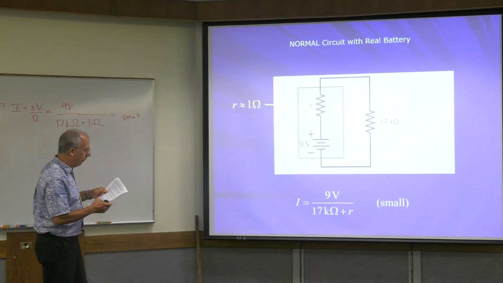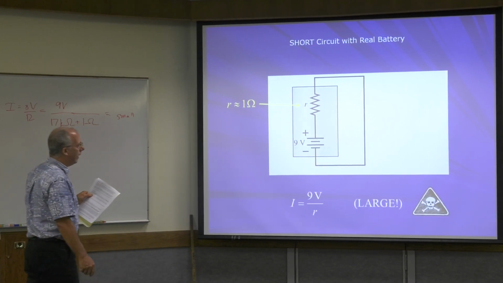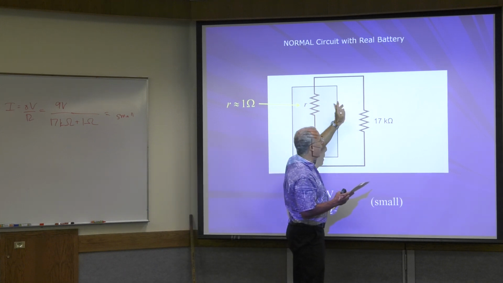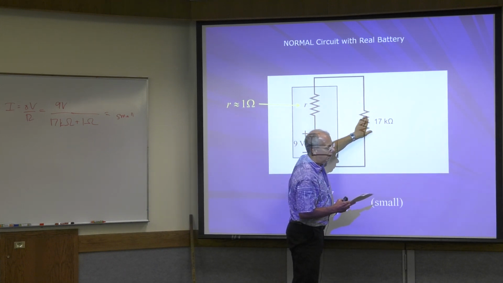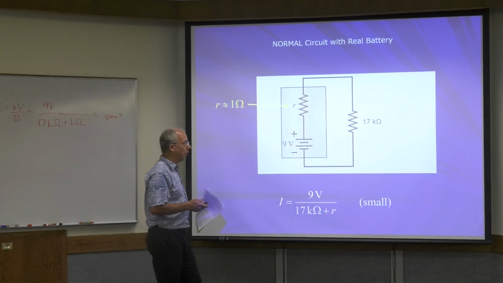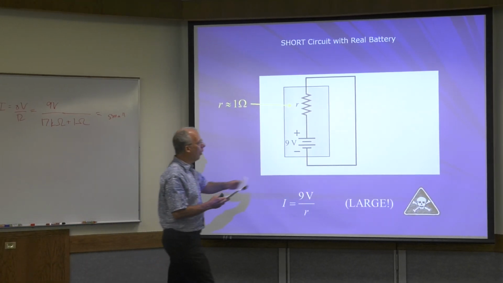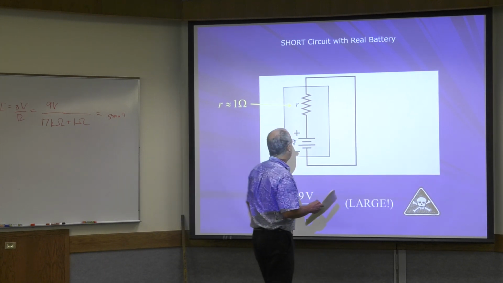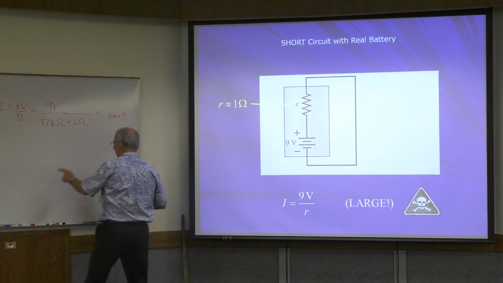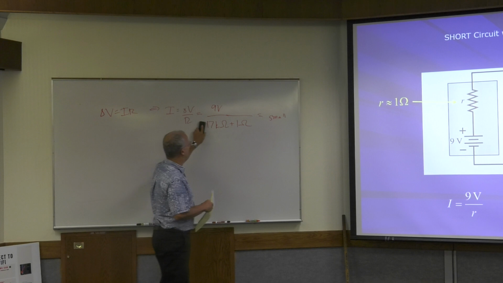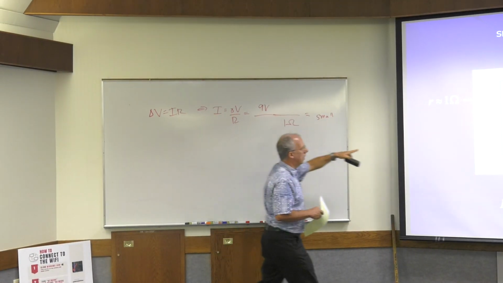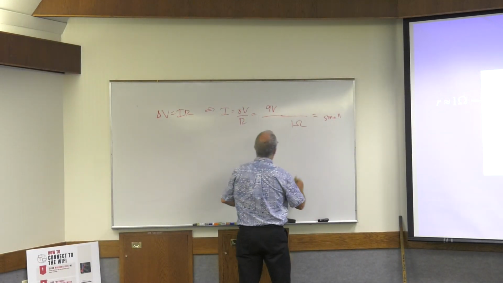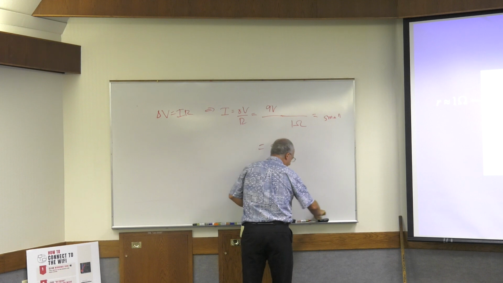Okay, now, let's say that somehow this is removed. Okay, that's called a short circuit, right? If you remove that load, this is called a load resistor. If you remove that load resistor, that's called a short circuit. And now, look, we don't have this 17K anymore, right? All we have is the resistance of the battery, which is 1. So now we have a 9 amp current.